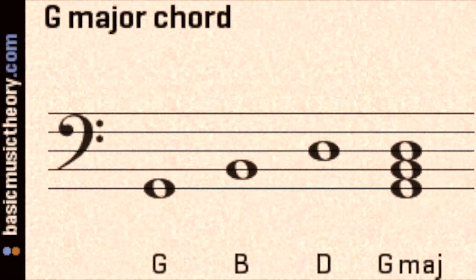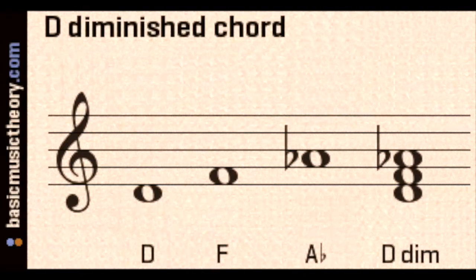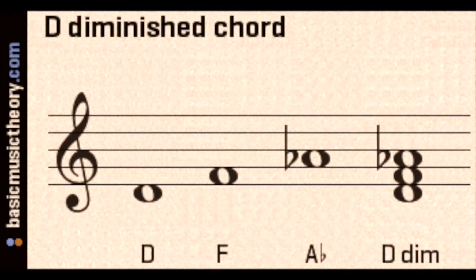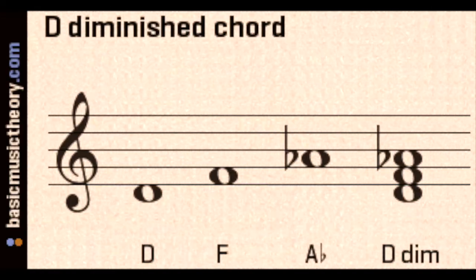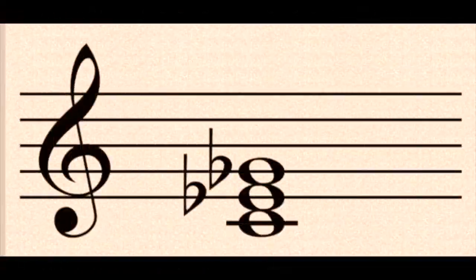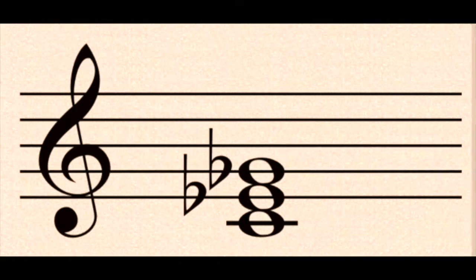The first 2 triads we spoke about were the major and the minor. Now the diminished triads. A diminished triad is compiled of 2 minor thirds stacked upon one another. It can also be thought of as a minor third above the root with a diminished fifth above the root.